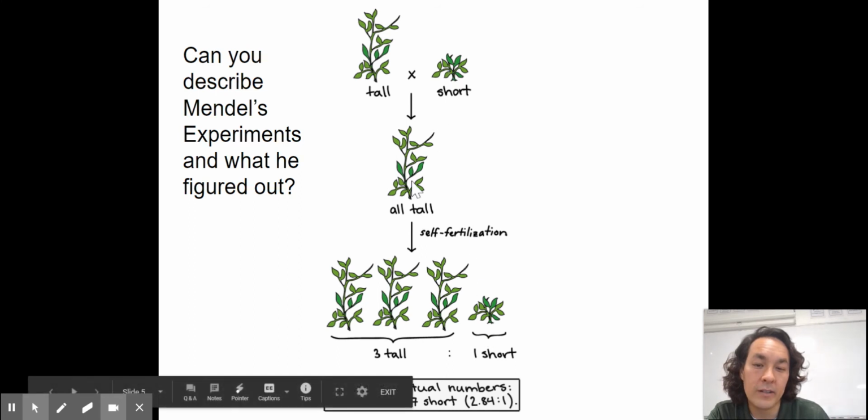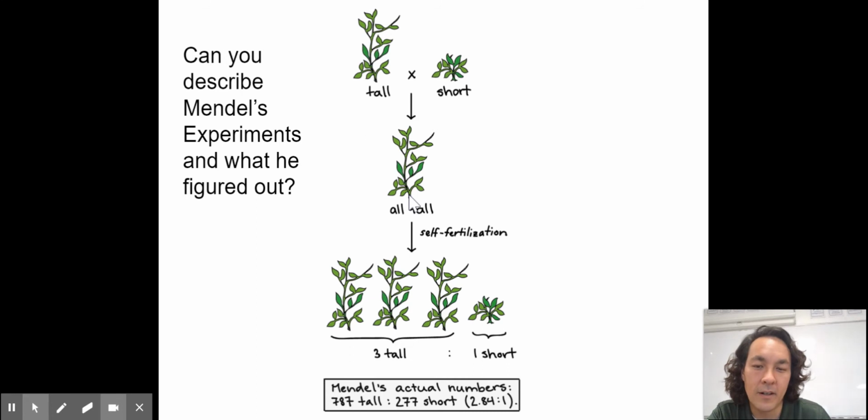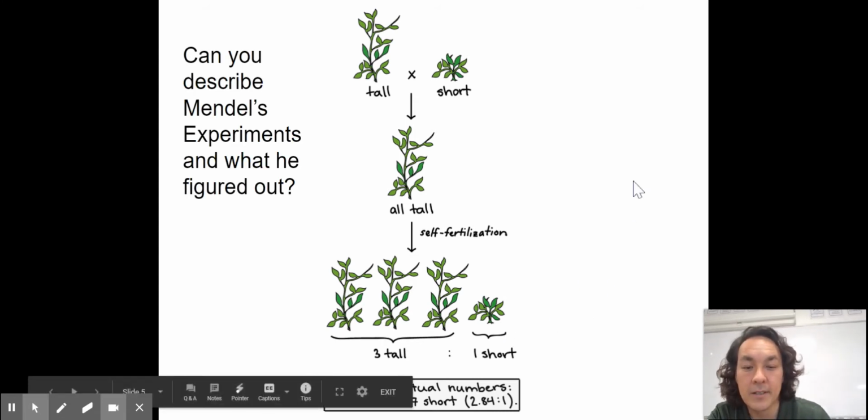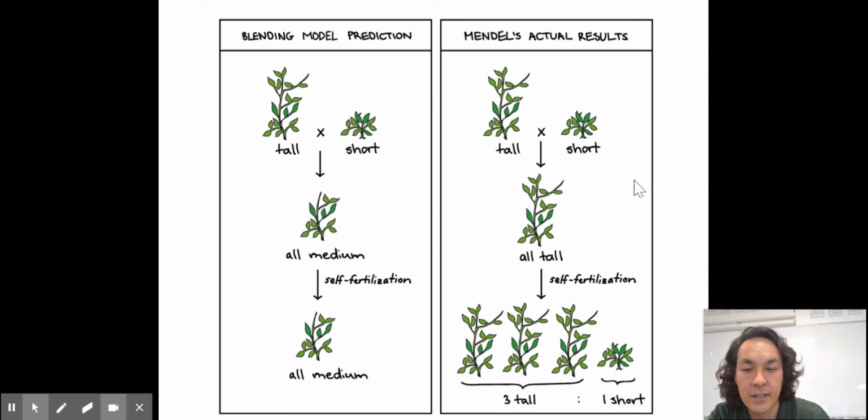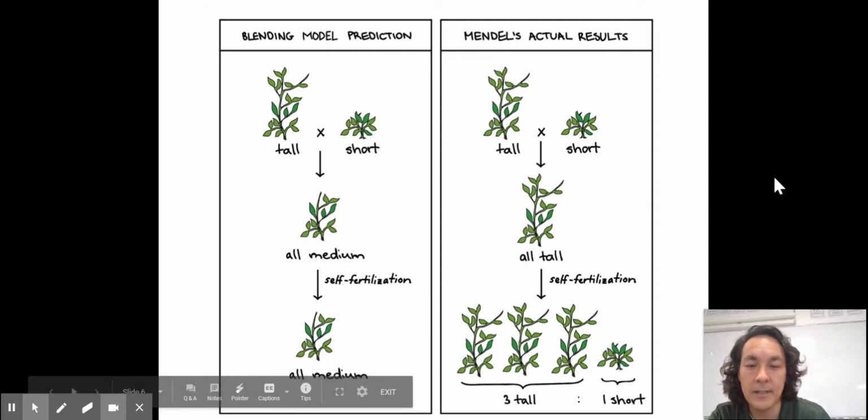That these short alleles stuck around. That's the big part to get here. The short allele wasn't gone. It wasn't gone forever from the population. The plant didn't come out medium. It disproves blending, and it showed that alleles can be passed down through generations. If it was a blending model, then tall and short would have made medium, which would have made medium.